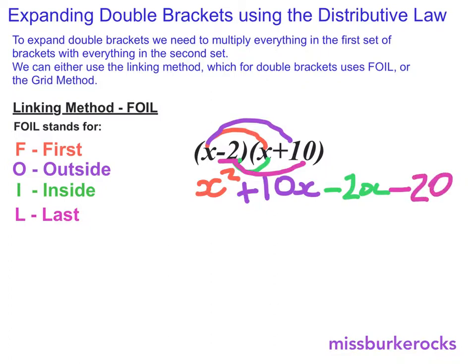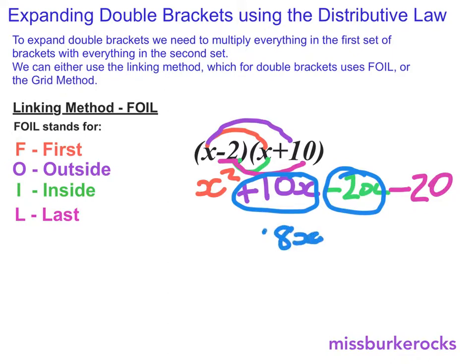Again, I look for like terms, which is positive 10x take 2x, gives me 10 take 2 is 8, so positive 8x. Again, everything else has to drop down, so I have x squared plus 8x take 20. And then we're done for that one.